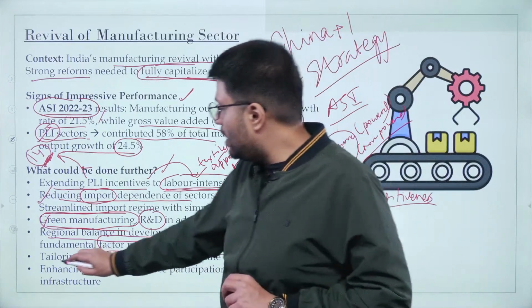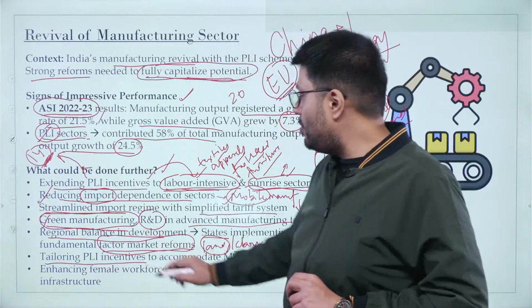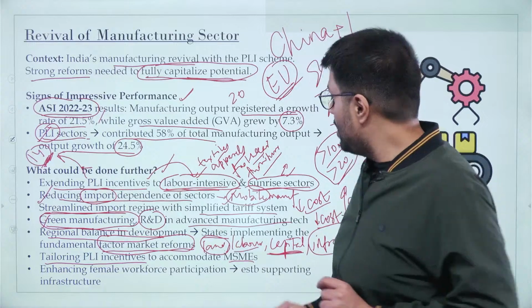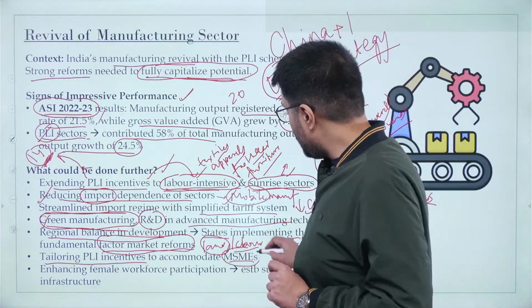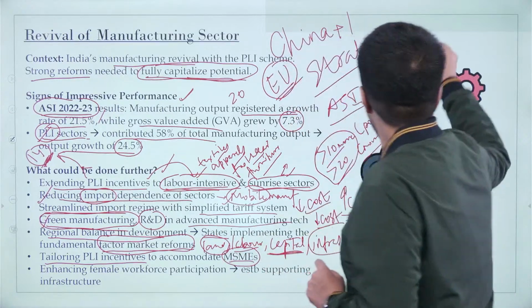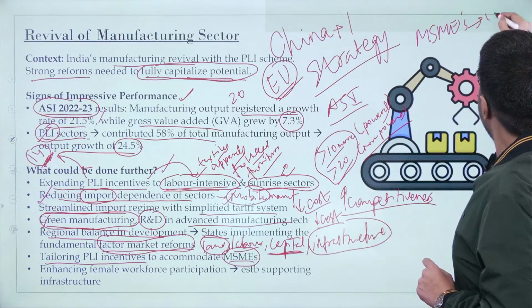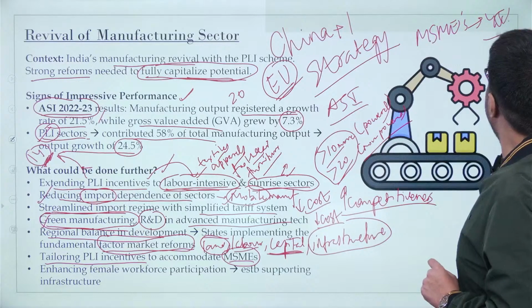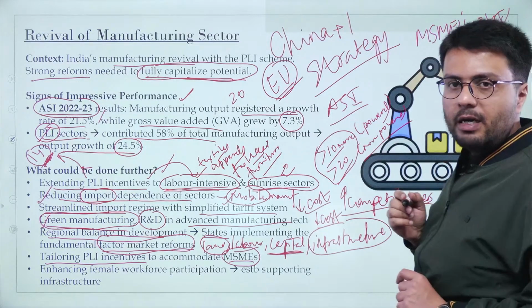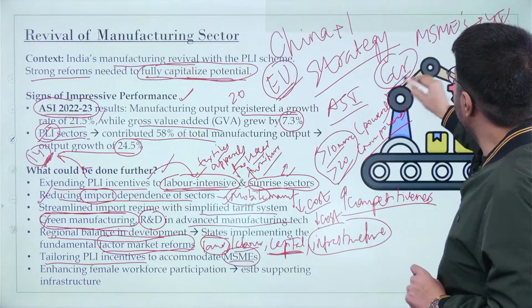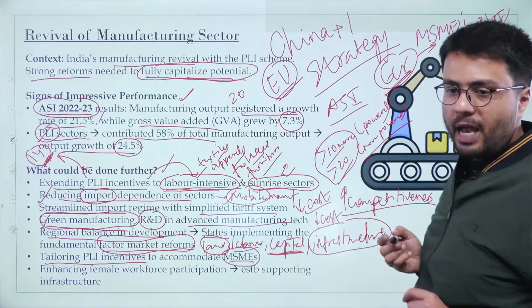Additionally, the article highlights that there is a need to tailor PLI incentive schemes to accommodate MSMEs. Now, why are MSMEs that important? MSMEs are responsible for about 45% of the country's total manufacturing levels, and they employ almost 6 crore people in undertaking such activities.